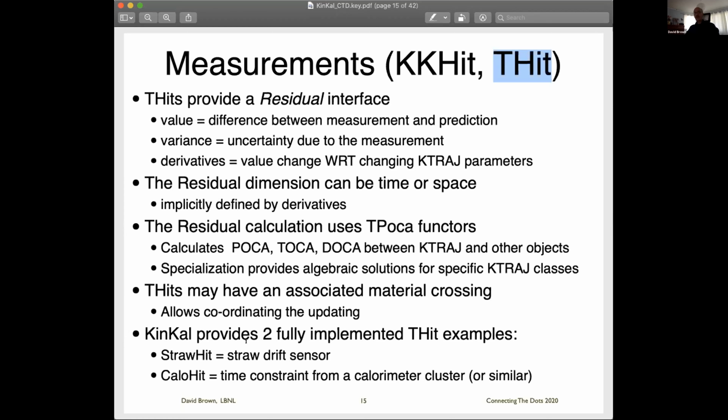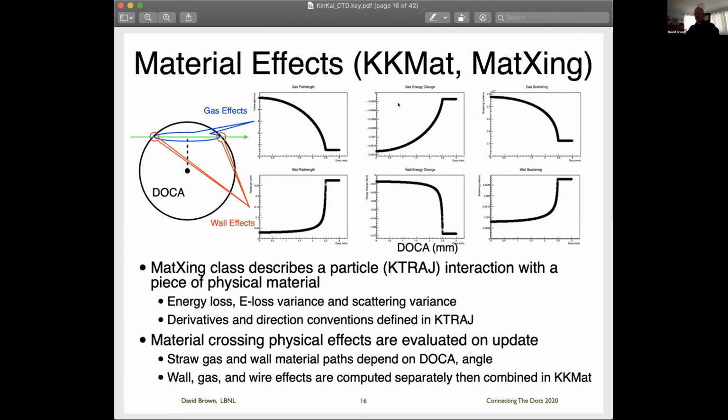The material effects are, again, there's a KKMat processing, but the material crossing representation is a specific class of itself. We provide a straw gas and a straw model of material for Kinkal as it exists today, which models both the effect of the particle passing through gas and through the walls, which change both the energy and scatter the particle direction.